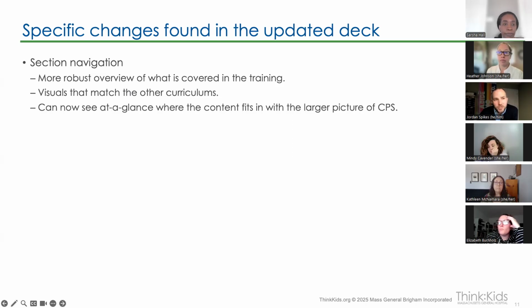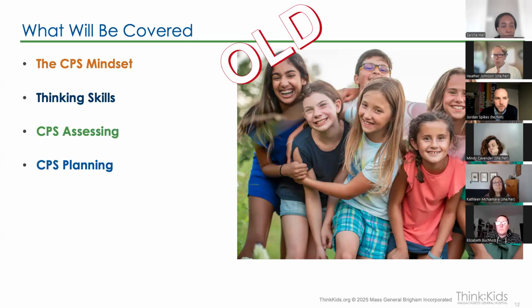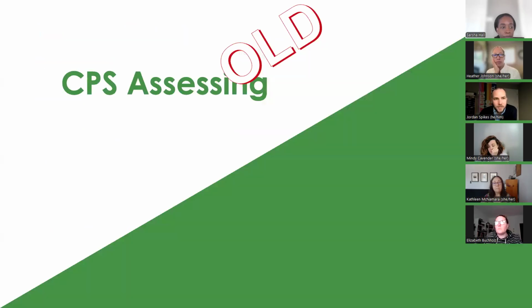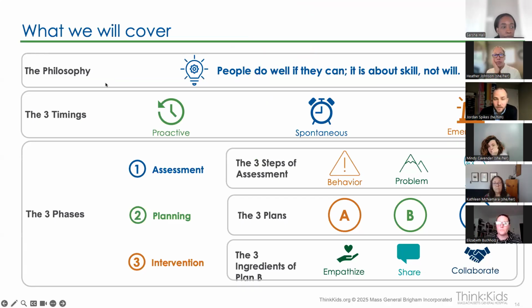Another change is section navigation. What we wanted is a more robust overview of what we're covering in the training when we go over it, and to have visuals that match the other curriculums, and for people to see at a glance where we're at. So if you remember, the old version was this, right? This is where we're at. And then if we're in assessment, this was the visual that said we're in assessment. We now have this, which is a big overview of what we will cover.